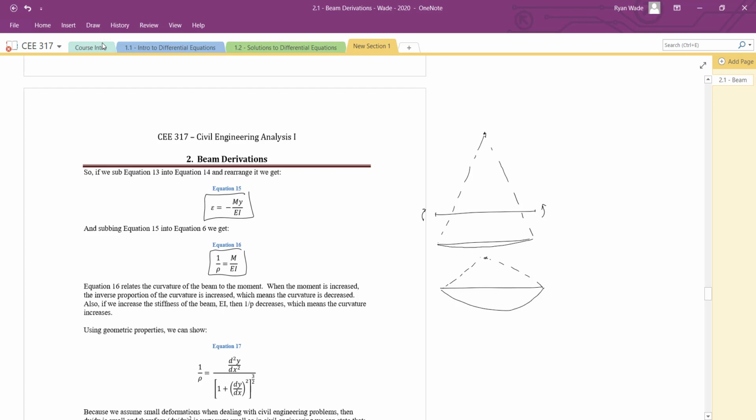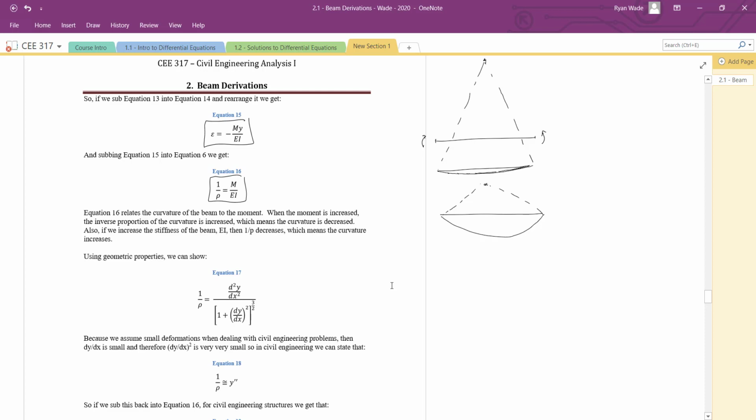And conversely, if we increase the stiffness of the beam, so we make it harder to bend, then the curvature decreases. So we end up with something like this, right? Because if it's harder to bend, the more moment we apply, the less deformation we're going to get. Therefore, the curvature is going to increase overall. I hope that makes sense.